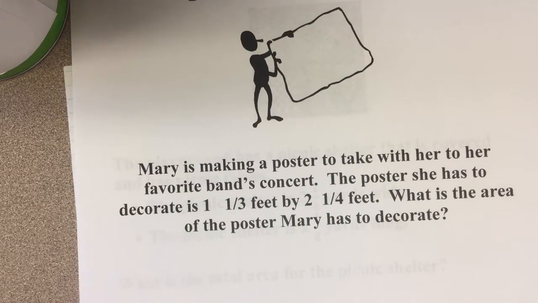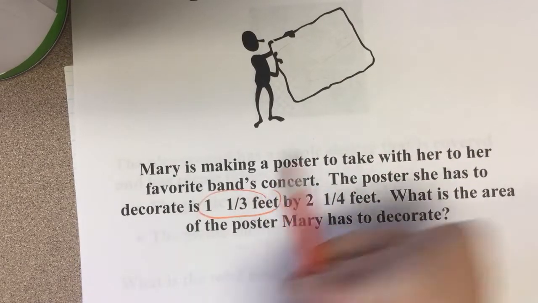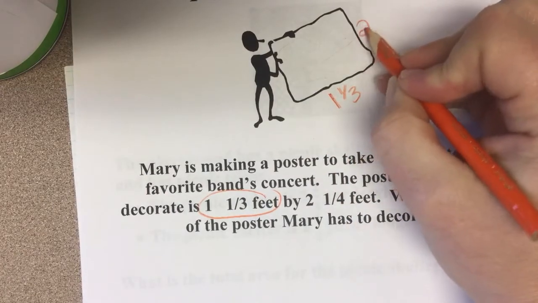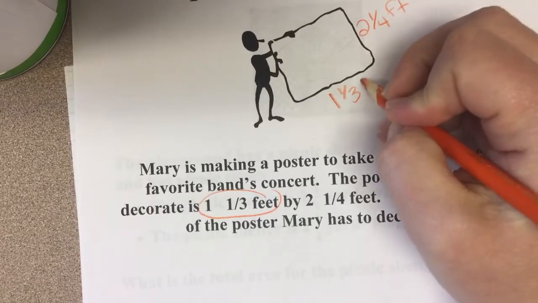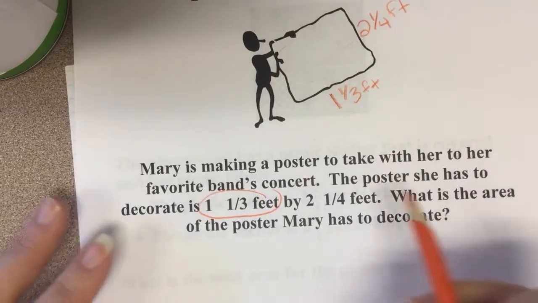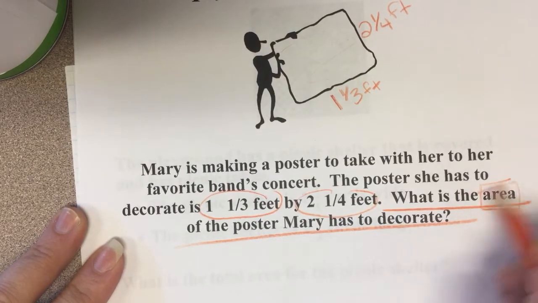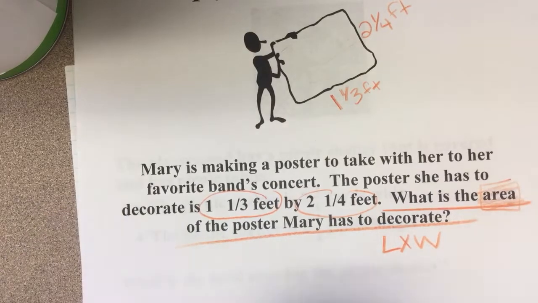So Mary is making a poster to take with her to her favorite band's concert. I see her poster right here. The poster she has to decorate is 1 1/3 feet by 2 1/4 feet. So those are the dimensions, like the width and the length. So what's the area? I know this word area, and I know it is always length times width.